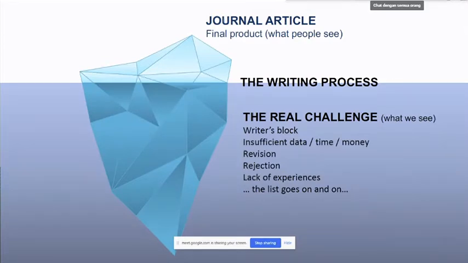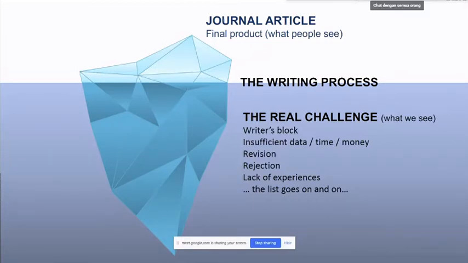The writing process and the real challenge is the one at the bottom. You know iceberg, right? What you see on the top is actually just a small piece. The actual part is the one beneath the water. That's the writing process, the real challenge. In order for people to see the beautiful product, you have to go through this.